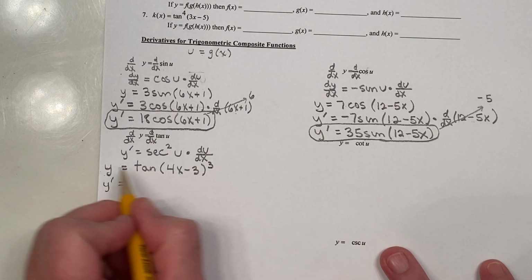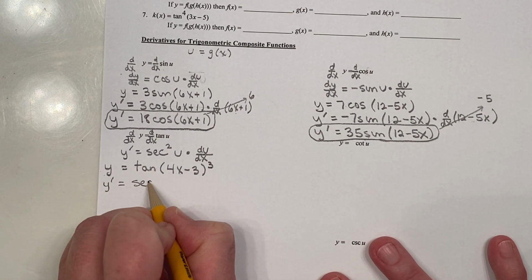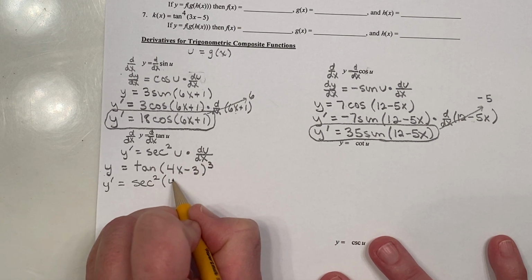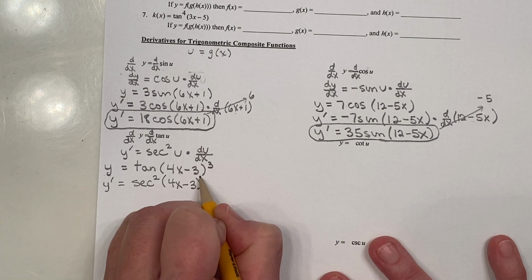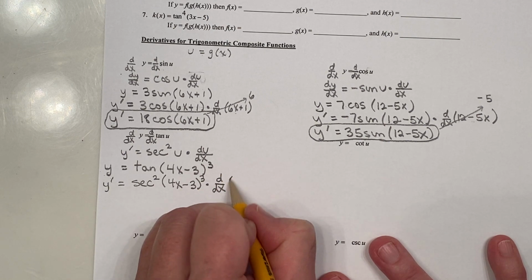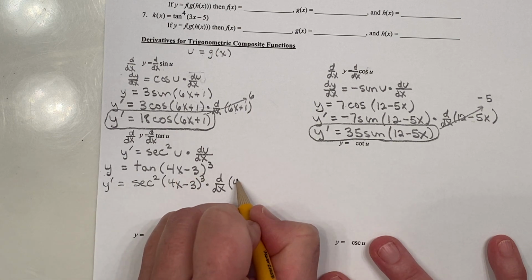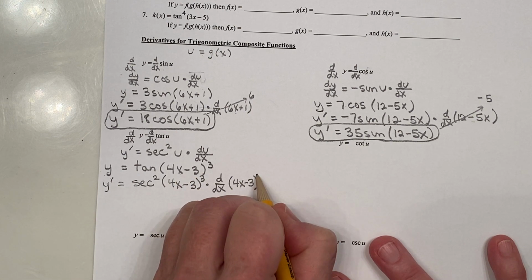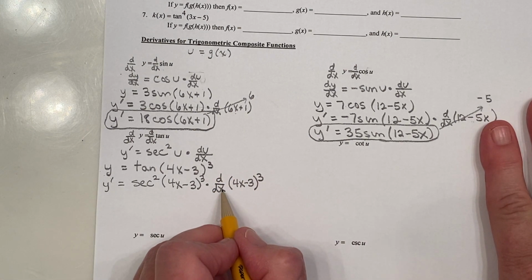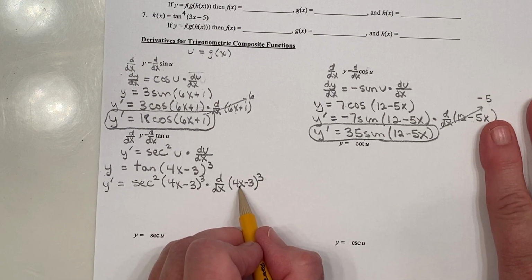So we're going to take tangent and change it to secant squared. But I have to keep everything here the same. So (4x minus 3) to the third power times the derivative of what I left alone over here, which is (4x minus 3) to the third power. All right, so now evaluating what I have to find the derivative of, notice we have another composite function.